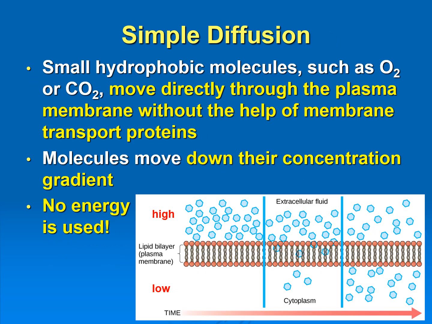So let's start by looking at simple diffusion first. Simple diffusion can be done by small hydrophobic molecules such as oxygen and carbon dioxide. These molecules are just going to move directly through the plasma membrane, from high concentration to low concentration. They just go right through the plasma membrane. They don't need the help of any transport proteins.